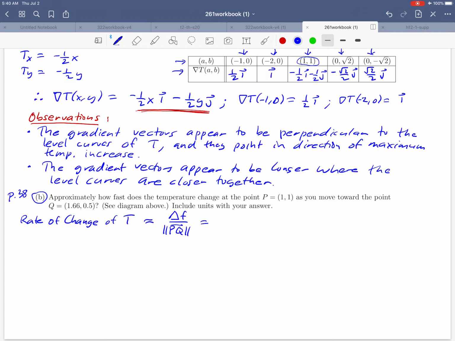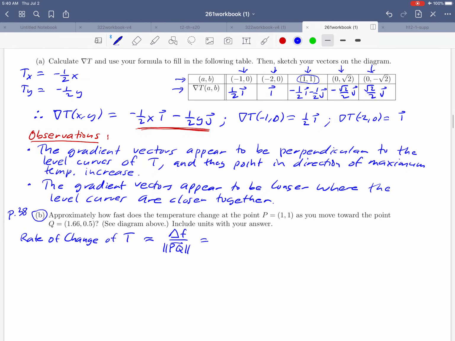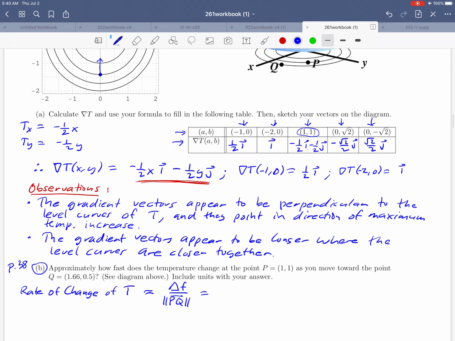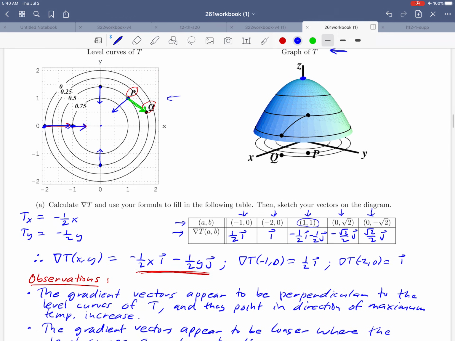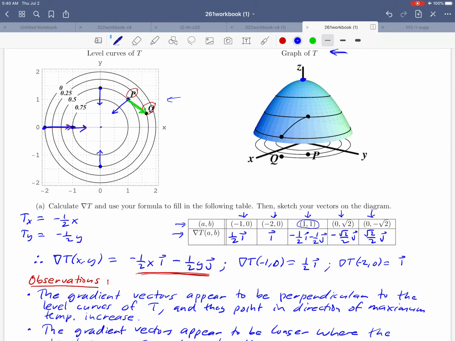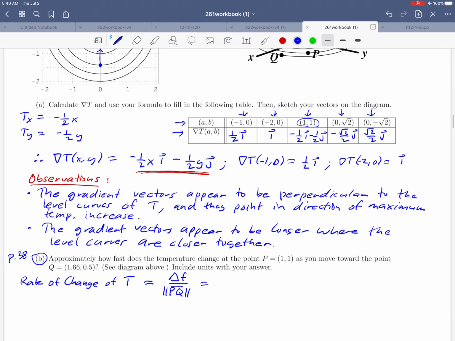All right, well, how much does the temperature change? I apologize for the scrolling, but we're going to kind of need to scroll up and down. So when we move from P to Q, we're going between 2 contours, and notice that we start at 0.5 and end at 0.25, so that's a temperature drop. The difference in temperature would be 0.25 minus 0.5.